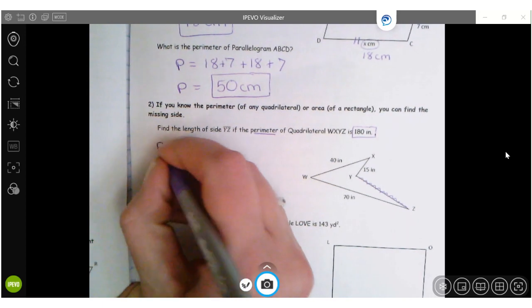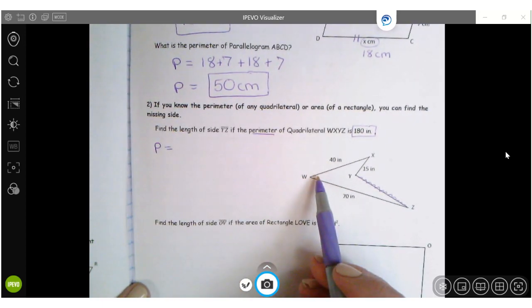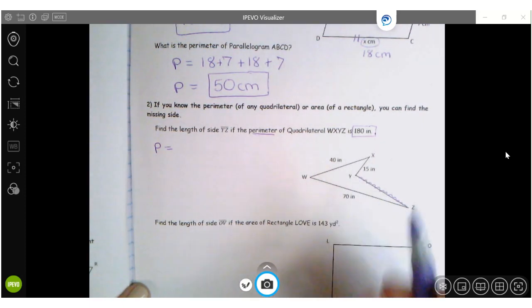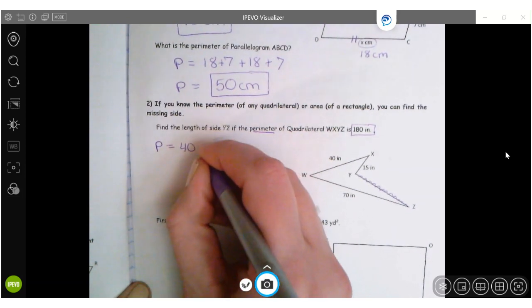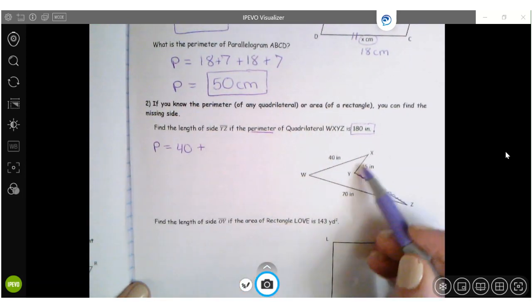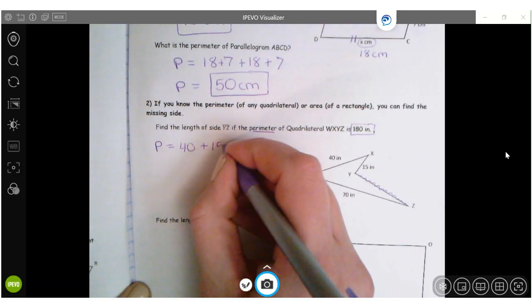So perimeter, again, is adding up all the sides. So I'll plug in the sides that I know. I'm going to start here with WX is 40 inches, plus, then I go around the side here, XY is 15.